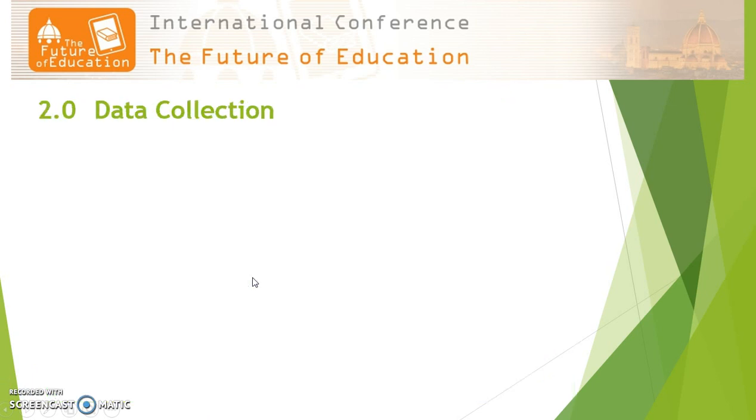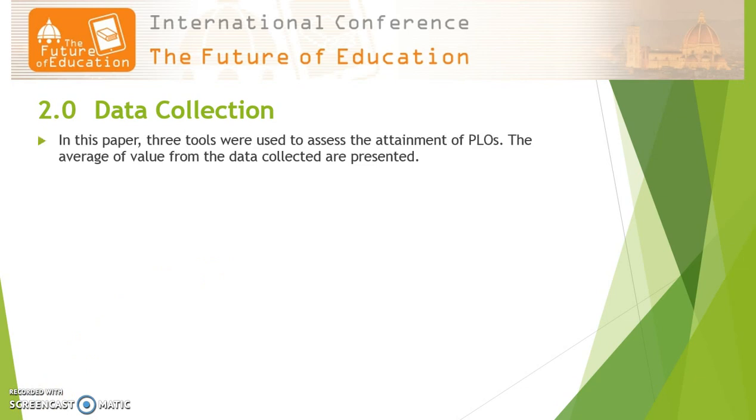So how are the program learning outcomes measured? In this paper, there are 3 tools used to measure the attainment of the program learning outcomes. The average values from the data collected are presented and compared with each other.